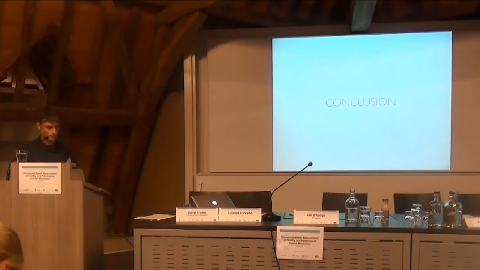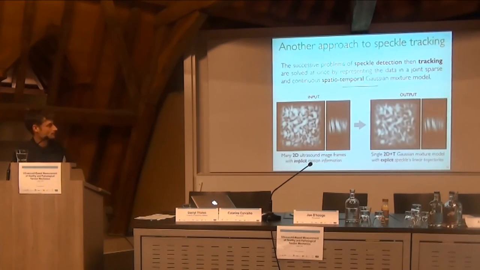So in conclusion, what I tried is another approach to speckle tracking, where I solved the two successive problems of speckle detection and tracking at once. And I do that by representing the data as a joint and continuous spatial-temporal Gaussian mixture model. And from the Gaussian mixture model, you can use regression to retrieve your motion information. So basically, from an input that can be a very large data set of 2D frames without motion information, you can extract a single representation with explicit speckle motion, at least local linear trajectories in that case.